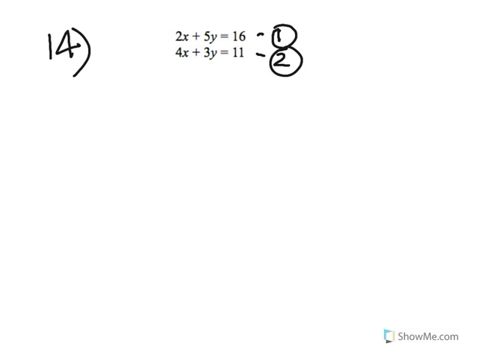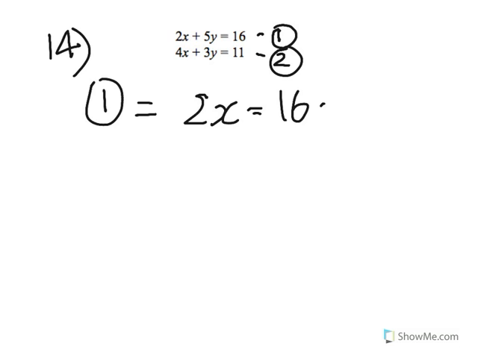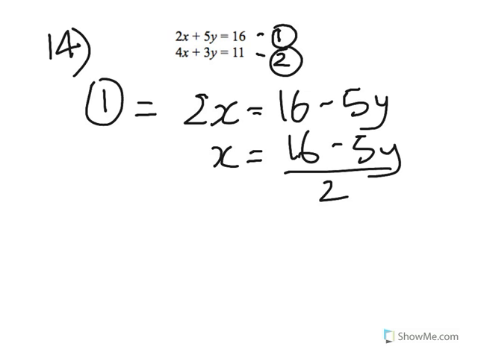So for substitution, what I'll do is I take the first equation and I simplify it to make one of the variables the subject. So I'll make x the subject in this case. So I'll say 2x is equal to 16 minus 5y, and x is equal to (16 minus 5y) over 2. Next, I'll substitute this x into equation number 2.